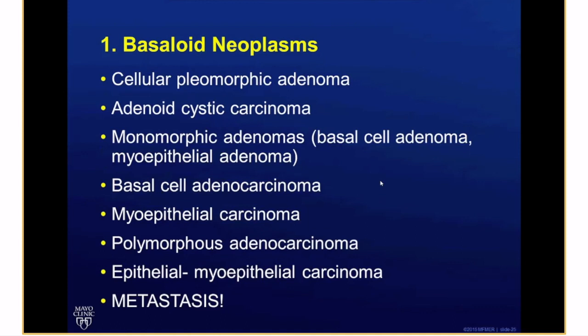So among the basaloid neoplasms, as I already mentioned, we have pleomorphic adenoma. Whenever we don't have a whole lot of stroma and we cannot say for sure it's pleomorphic adenoma, for example, in a cellular PA, the pleomorphic adenoma is going to fall under this group. We also have malignant lesions like adenoid cystic carcinoma and a variety of other benign lesions, for example, basal cell adenoma, myoepithelial adenoma, and also malignant lesions like basal cell adenocarcinoma, myoepithelial carcinoma, and some other more rare lesions. And also, let's not forget metastasis.